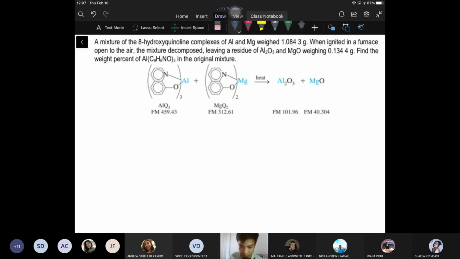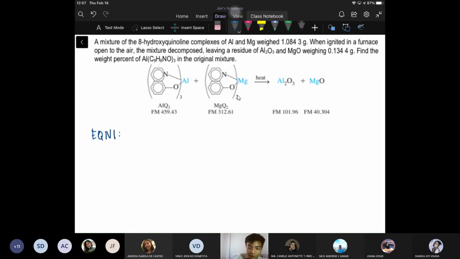Okay? So, tulungan ko kayo sa dalawang equations para makapag-start na kayo mamaya. So, equation 1. Yung equation 1, yun yung first na sinasabi parati. Ang sabi doon, a mixture of 8-hydroxyquinoline complex of aluminum and magnesium weighed 1.0843 grams. Ito yung aluminum 8-hydroxyquinoline. Ito yung magnesium 8-hydroxyquinoline. So, ito yung dalawang yan.